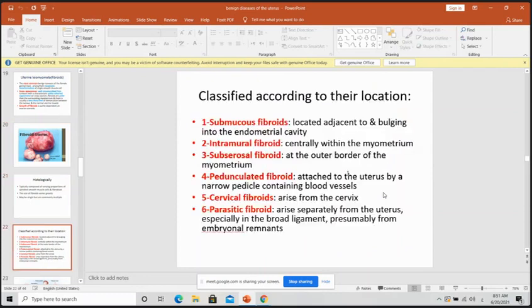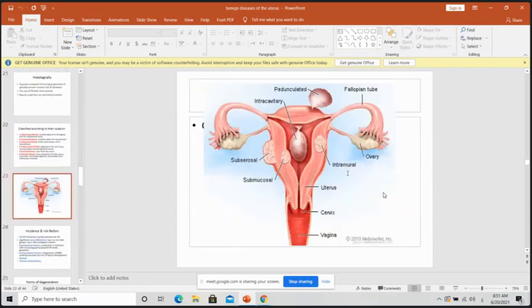What about the classification? طبعاً these are classified according to their location, مثل ما تشوفون in this figure. هذا السهم واضح عندكم يتحرك بالpicture مو صحيح؟ نعم دكتور. هذا الفايبرويدز يقسم according to their locations إلى submucosal مثل ما تشوفون. هذا يكون adjacent to and bulging into the endometrial cavity. هذا هو الكافيتي. وهذا هو السبميكوزال فايبرويد. هذا واحد.